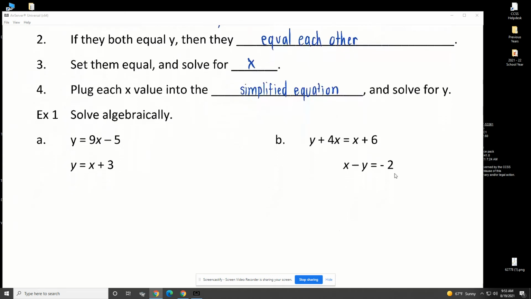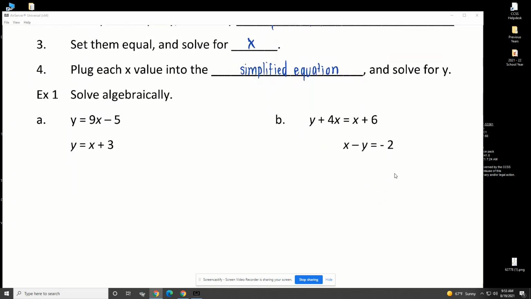So look at A. And what did they already do for us? They already got them equal to y, don't they? That's already taken care of. So step 1 is done. So what does step 2 say? If they're both equal to y, they have to equal each other. So what I do essentially is I ignore this, and I take what is both equal to y, and I set them equal to each other. So 9x minus 5 equals x plus 3.